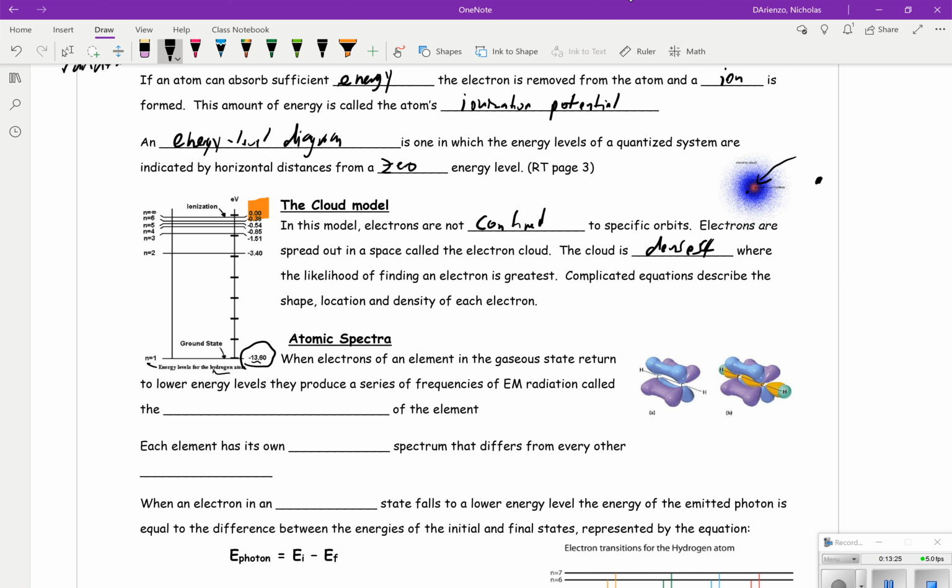Now, different complicated equations can describe the shape, location, and density of each electron cloud. And there are some different classes in different fields of chemistry and physics that you can get into that explore those different shapes, which we can see some of these hybrid orbitals outlined here. And these equations attempt to explain why the cloud forms the way it does, which therefore will indicate likely or unlikely areas to find electrons.